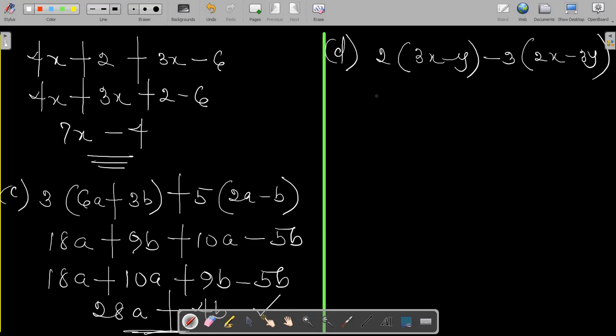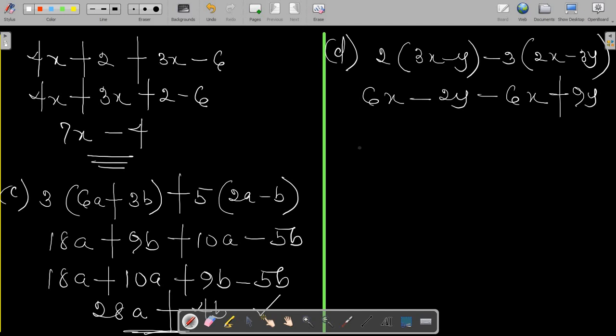So 2 times 3, we have it to be 6x. Now 2 times y, look at it, it becomes negative 2y. Let's move again. This is minus 3 times 2x, we are going to have it to be minus 6x. Definitely negative times this negative, we are going to have it to become positive. And don't forget that 3 times 3 will give us 9. Then let's attach our y to it.